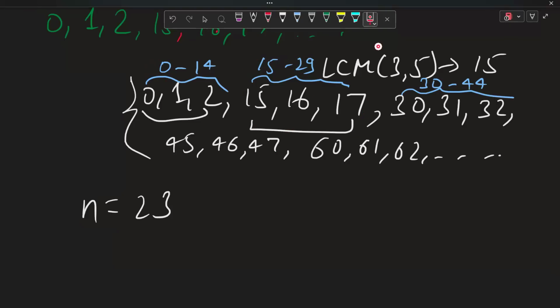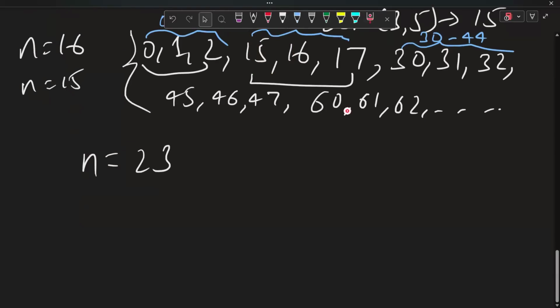If it is 23, from 15 to 23 there are more than three numbers. So 15, 16, 17 would obviously come there and you add plus 3. But if it was n equal to 16, then till 16 only two numbers, 15 and 16, would come, so you would add only plus 2. And if n was 15, then only one number would come there, so you would add only plus 1.